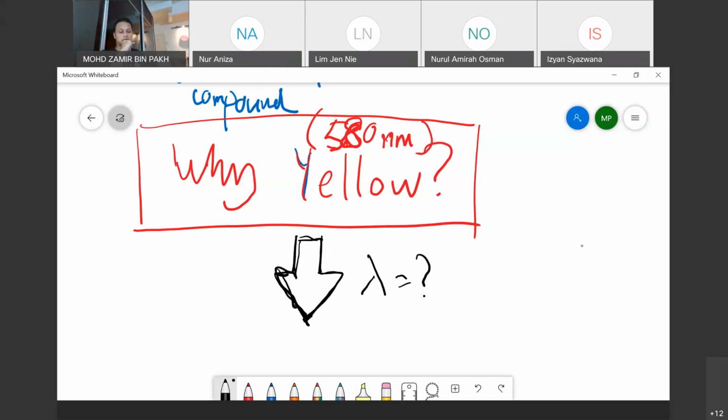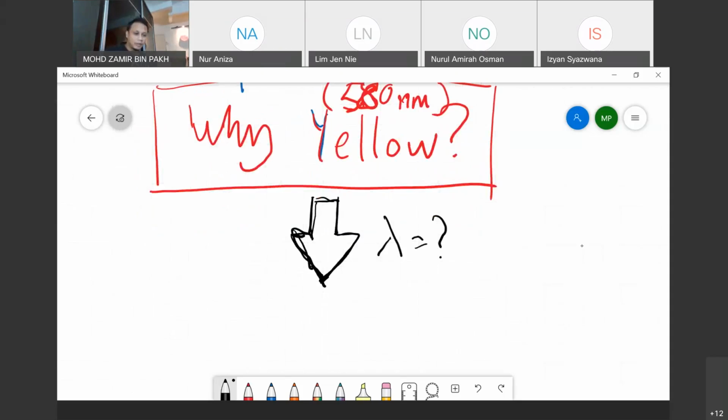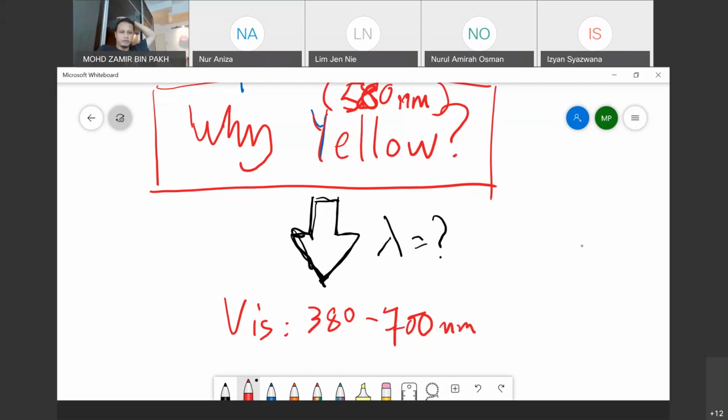Okay, anyone? Please write down the wavelength range of visible light. Right, 380 to 700. Okay, I'll write it down here. Visible: 380 to 700. So then the question is, what's going to happen if you use visible light for lithography?